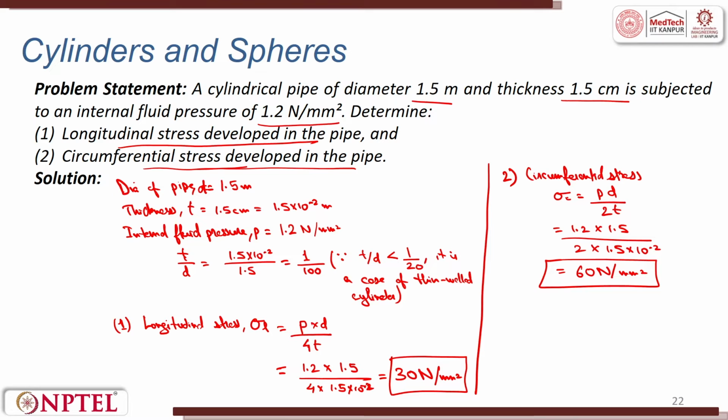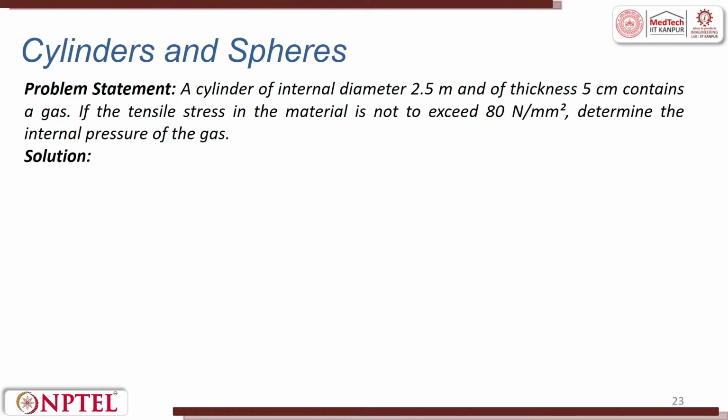These are 2 answers that we have gotten. Let me see another problem statement in which a cylinder of internal dia 2.5 meter and thickness 5 centimeter contains a gas. If tensile stress in the material is not to exceed 80 newtons per millimeter square, determine the internal pressure of the gas. Here the unknown entity is P.